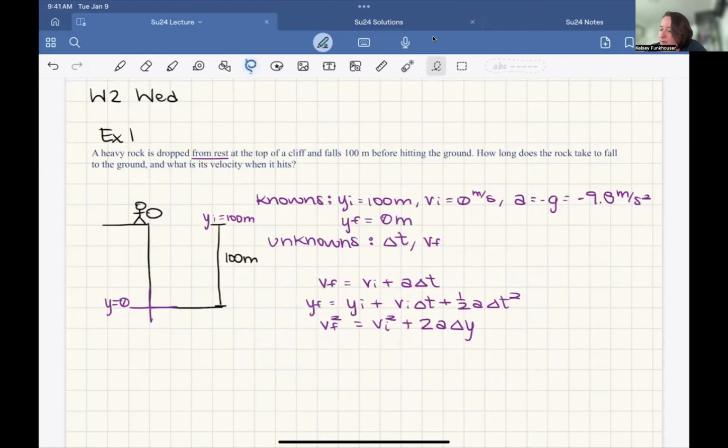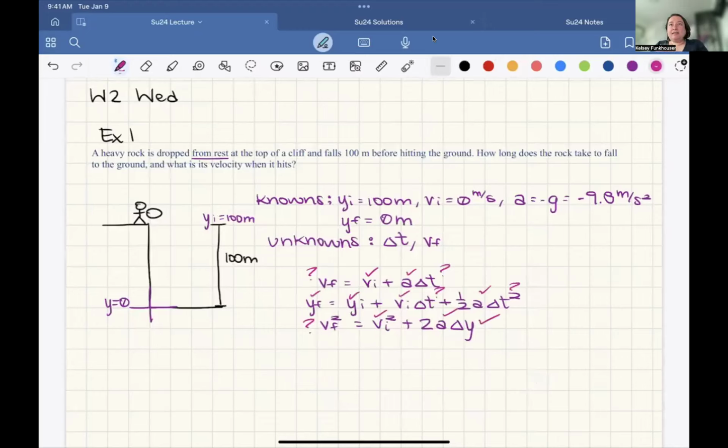So now let's go through. Okay, so we don't know the final velocity, but we do want it. We know initial, we know acceleration, we don't know the time interval. Okay, we know the final and initial position. We know initial velocity, we don't know the time interval, but we know acceleration. We don't know final velocity. We know initial velocity, acceleration, and we do know the displacement.